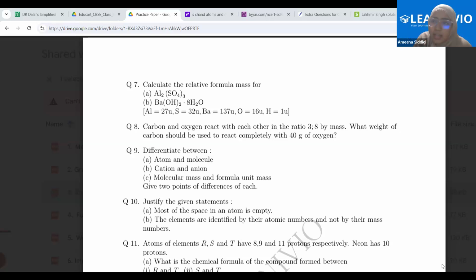The difference between atoms and molecules: atom is one single individual atom. Molecule is a group of atoms, and a molecule could be either of the same atoms combined together, that is of elements, or of different atoms combined together in a fixed ratio proportion, that is the molecule of the compound.